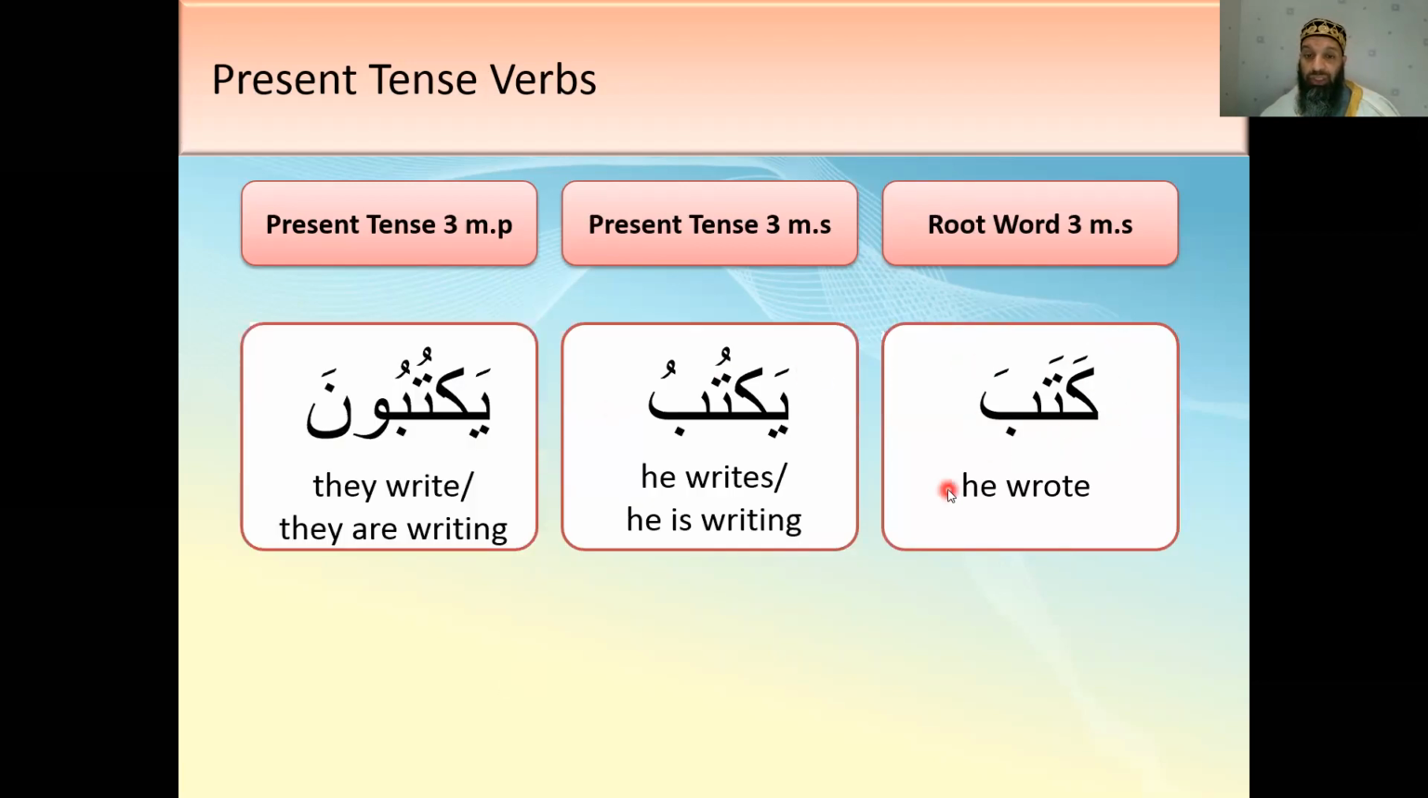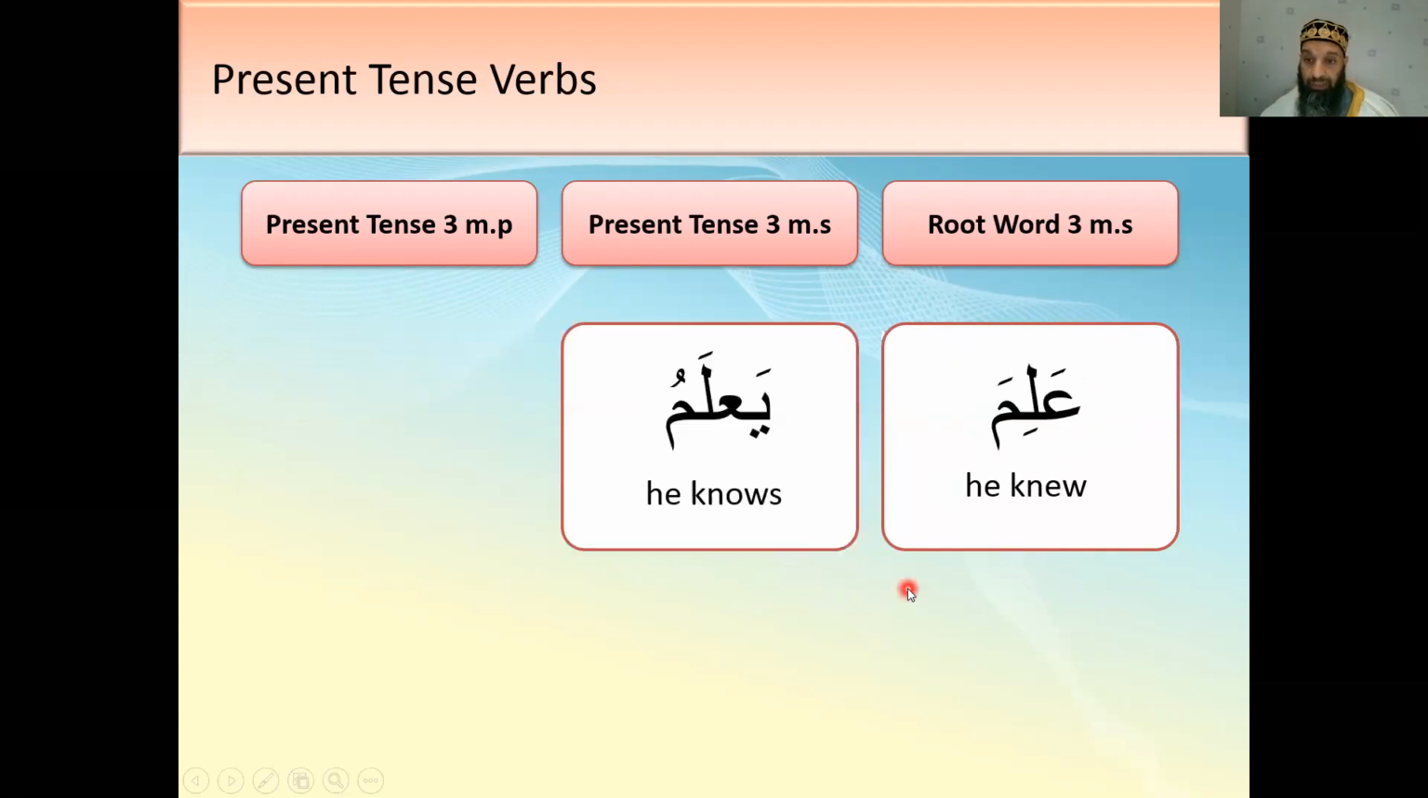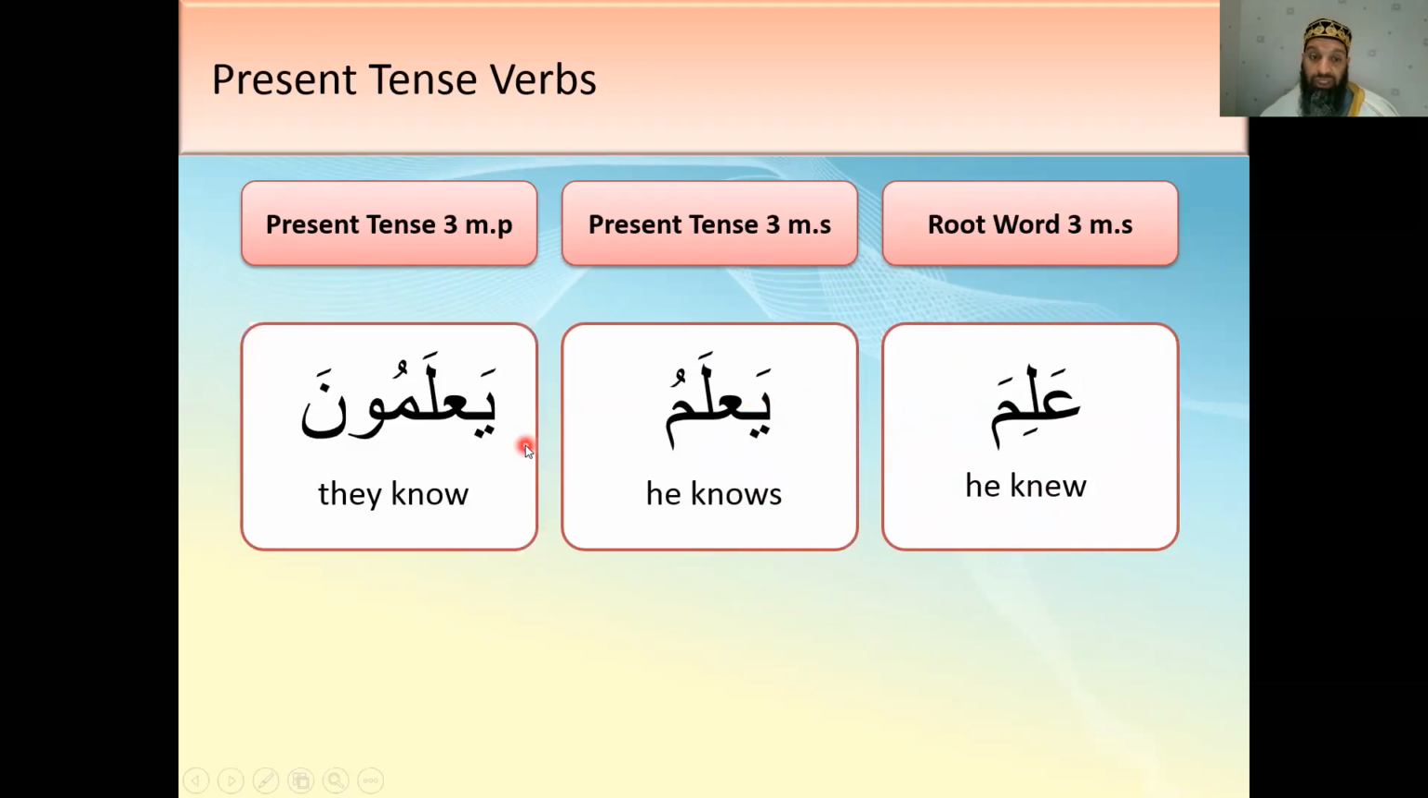Kataba, he wrote. Look, you've added a prefix here. You've added something at the start of the verb. So the rule for present tense verbs is you add something to the start of the verb. This one you add to the end, but you have a start there as well. So kataba, yaktubu, yaktubuna. Alima, he knew. Ya'lamu, he knows. Ya'lamuna, they all know.